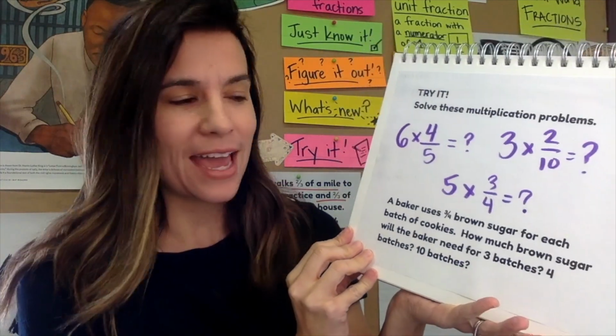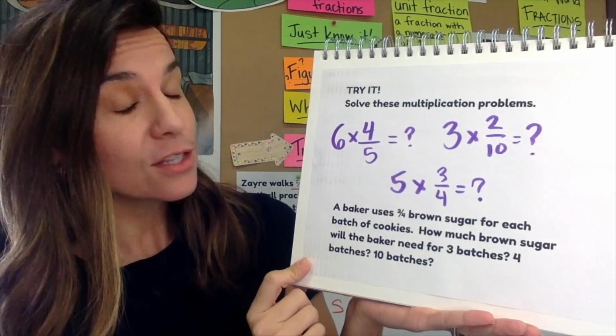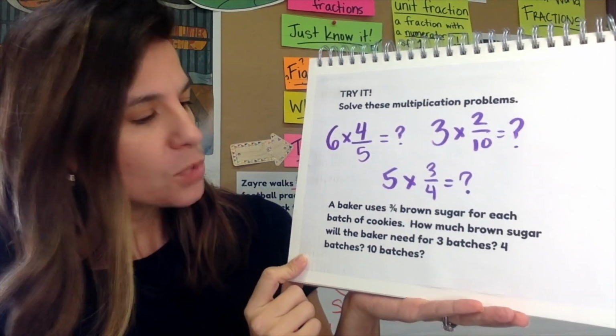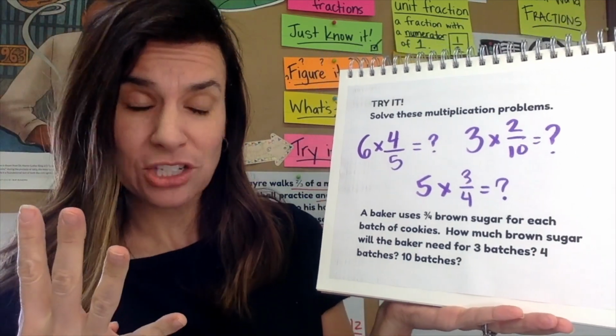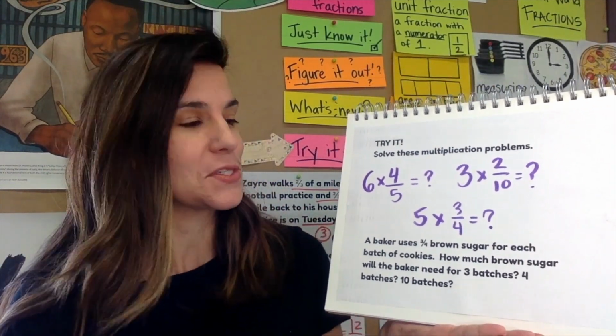And then I have a special little word problem for you here. A baker uses 3/4 cup of brown sugar for each batch of cookies. How much brown sugar will the baker need for 3 batches? 4 batches? 10 batches? That's a lot of cookies, but sounds delicious.